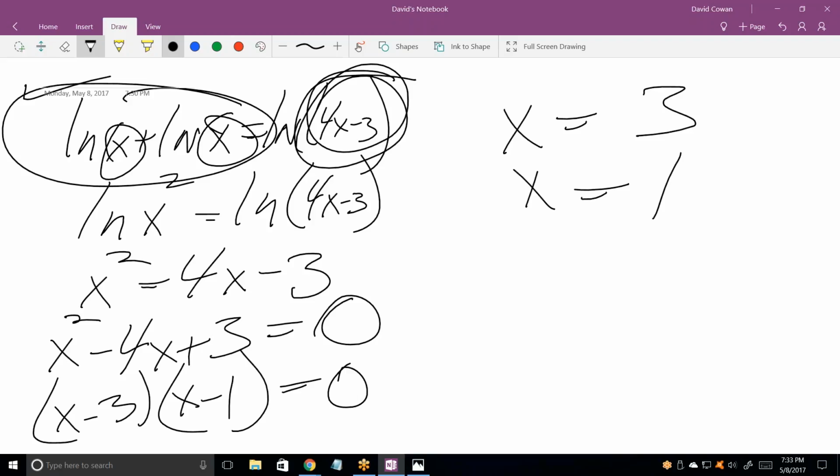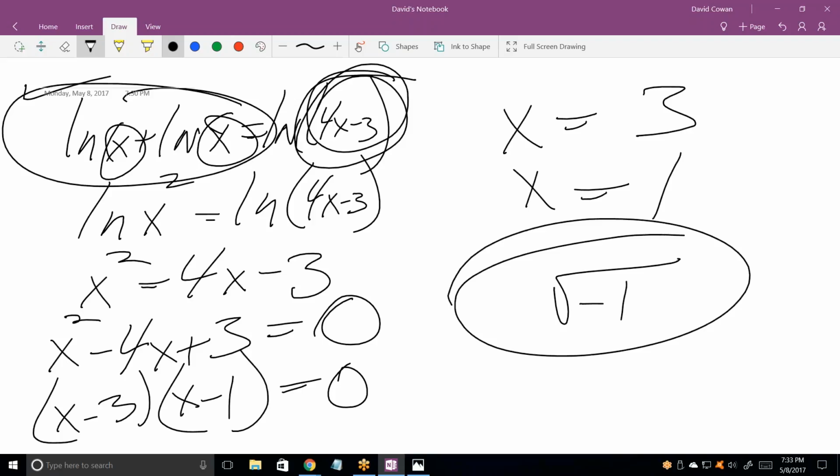Ever? Ever. You cannot take the natural log of a negative number. You cannot take the natural log of 0. It's like taking the square root of a negative number. You can't do that either. Now, if we include complex numbers, then it's a different story.